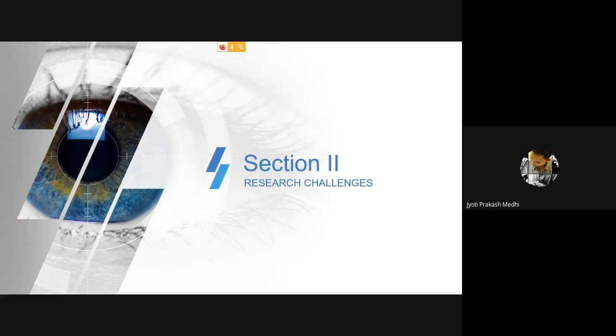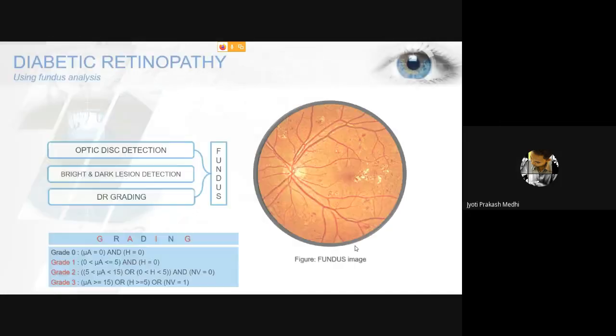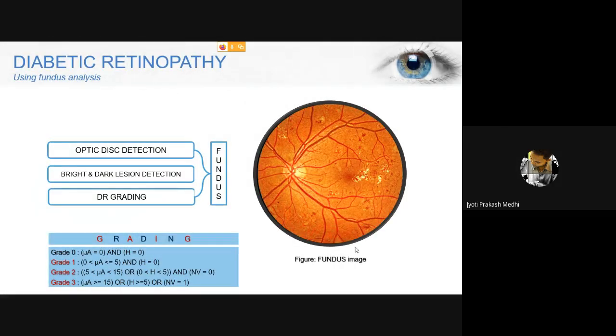To start with, various research challenges that we face during the analysis of diabetic retinopathy. Here we start with first what are the analyses that are required for the diagnosis of retinopathy. For example, in case of diabetic retinopathy using fundus image, we have to identify the optic disc. As you can see here, the identification of this optic disc is very much essential for the analysis of retinopathy.